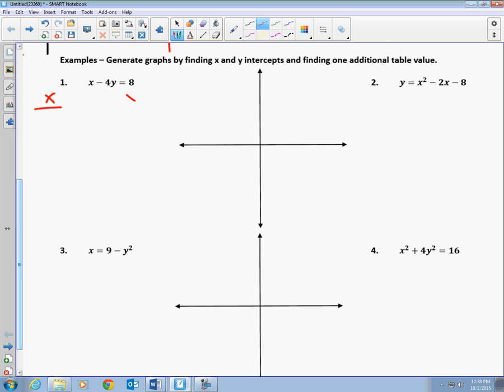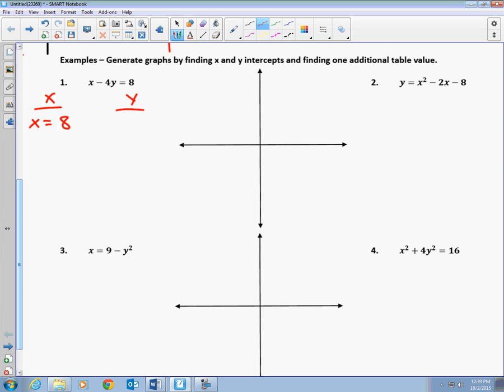Just find the x-intercepts and the y-intercepts. The x-intercept will happen when what is equal to 0? When y is equal to 0. If you plug in 0 for y, what's the new equation read? X is 8, right? Already got 1.